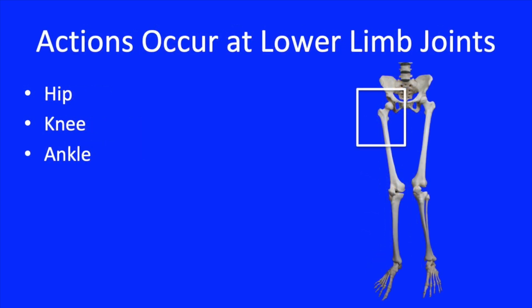Movement of the lower limbs occurs at three joints. First, there is the hip, the articulation between the head of the femur and the acetabulum of the hip bone. Second, at the knee, the articulation of the distal femur with the tibia and between the patella and the femur. And third, at the ankle, where the distal tibia and fibula form a mortise joint with the talus. Review your bones if you have forgotten them already.